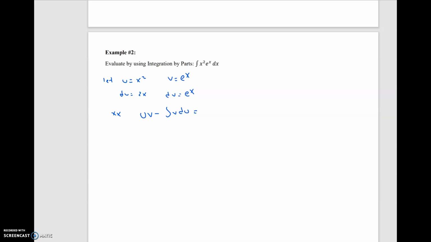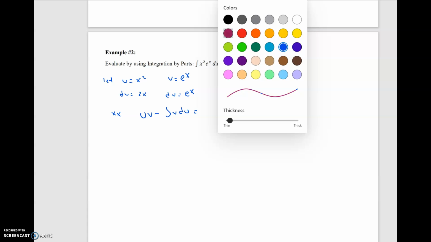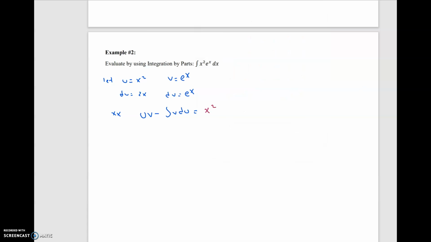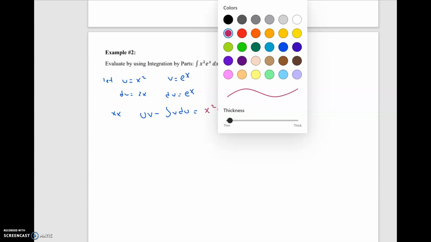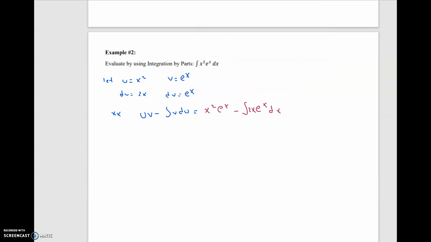So the first portion is going to be your uv minus the integral of v du. In this case, u is x squared, and v is e to the x, minus the integral of v, which in this case is e to the x, and then du, I'm just going to put 2x dx. Now, remember that integration by parts technically may have more than one iteration, and you may have to repeat this process. So in this case, this is the first iteration.